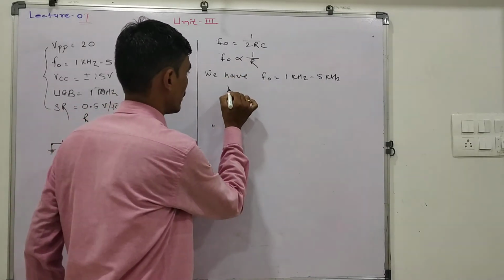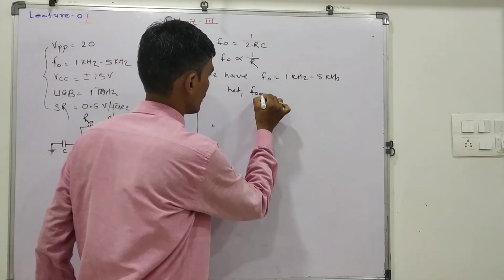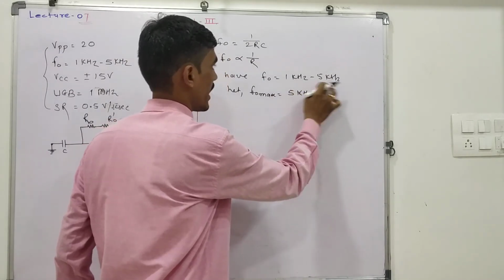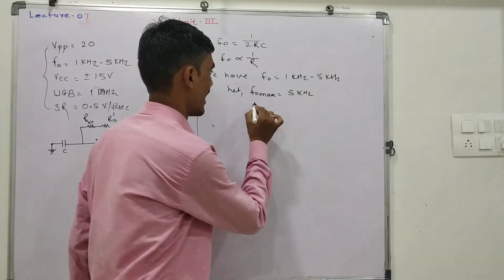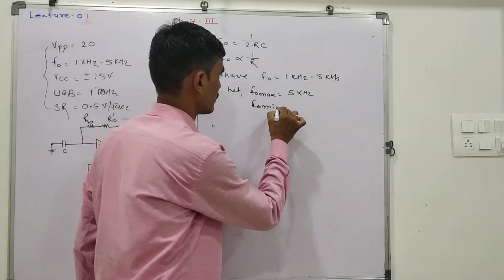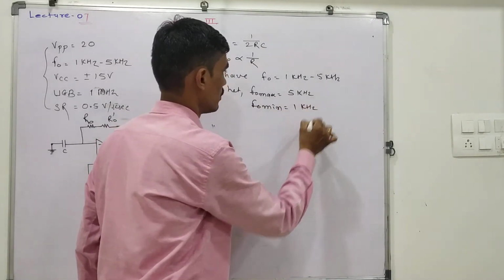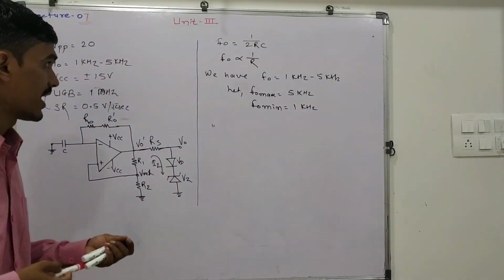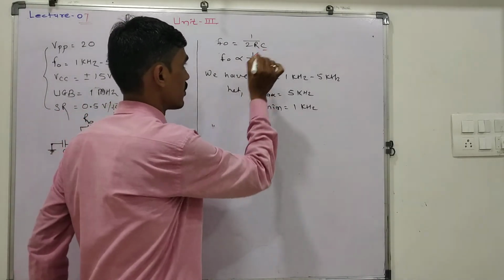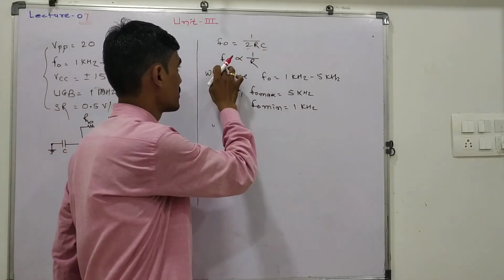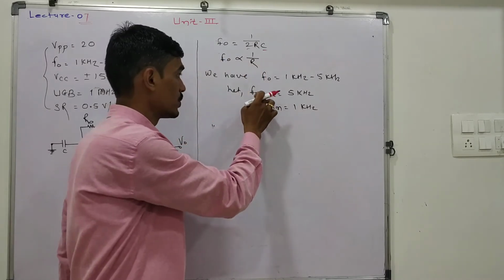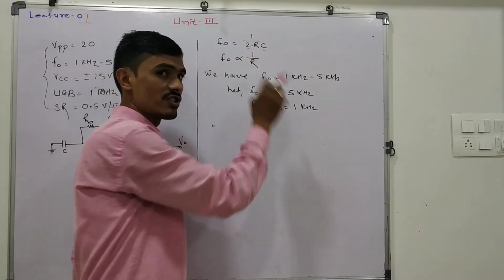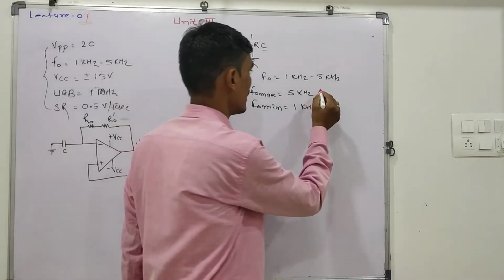Now let us assume F0 max is equal to 5 kilohertz. We are assuming the maximum frequency is 5 kilohertz and F0 minimum is equal to 1 kilohertz. Now, as we are assuming C as a constant, and 2 is a constant, F0 is inversely proportional to R. So we can conclude that for the maximum value of the frequency, the resistance has a lower value.